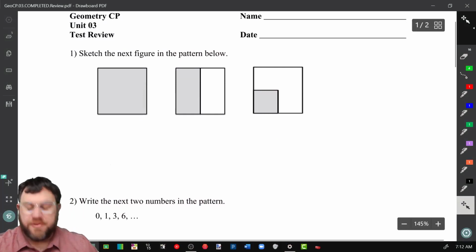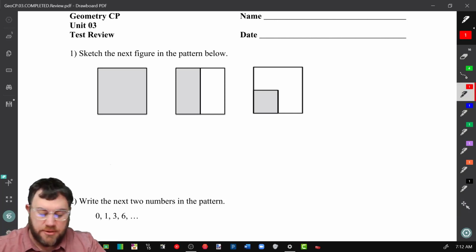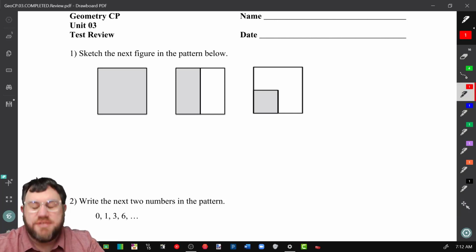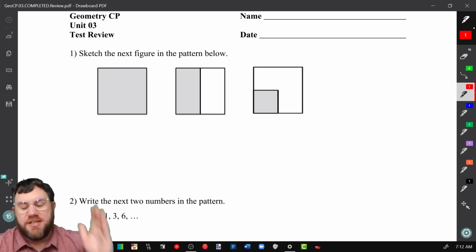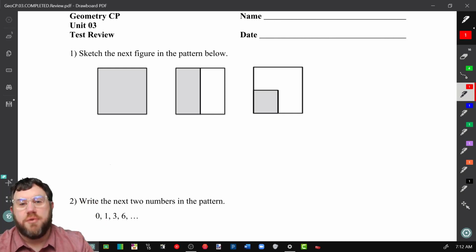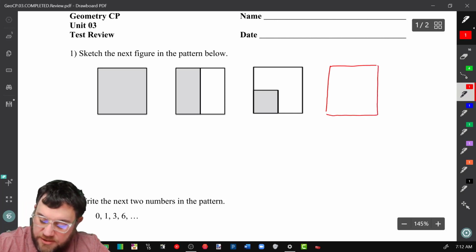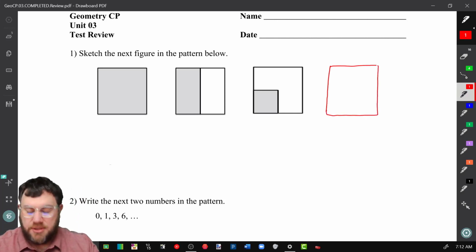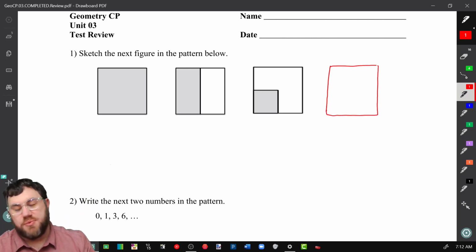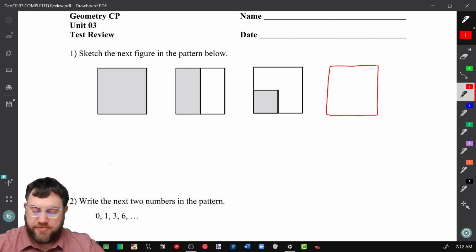All right, so for the first one, we want to sketch the next figure in our pattern. The first one, we have a square that's fully shaded. Then we have a square that is half shaded. Then we have a square that is 1/4 shaded. So each time, the shaded region gets cut in half. So we know beyond the shadow of a doubt that our next figure will be a square because they are all squares. But what we have to look for is where is the shaded region, and it is going to be half of the one before it.